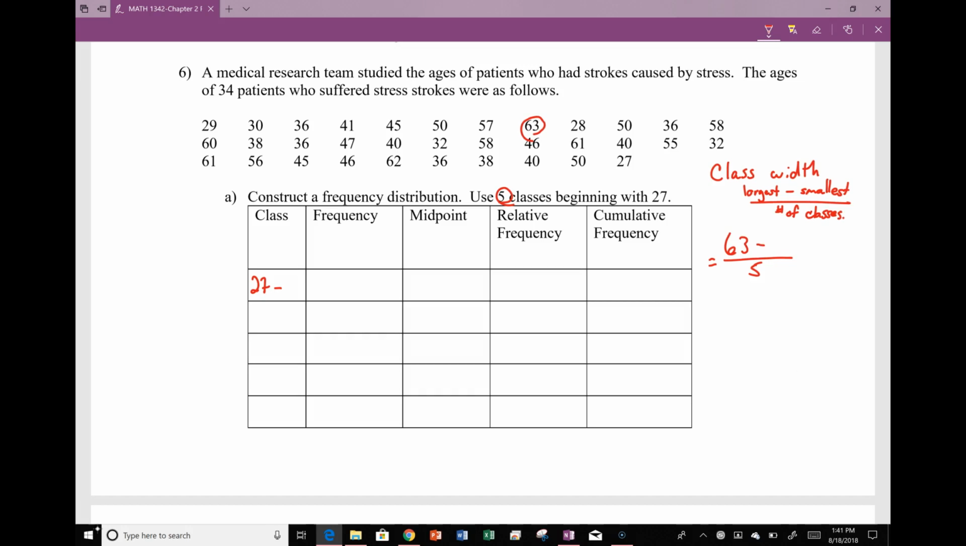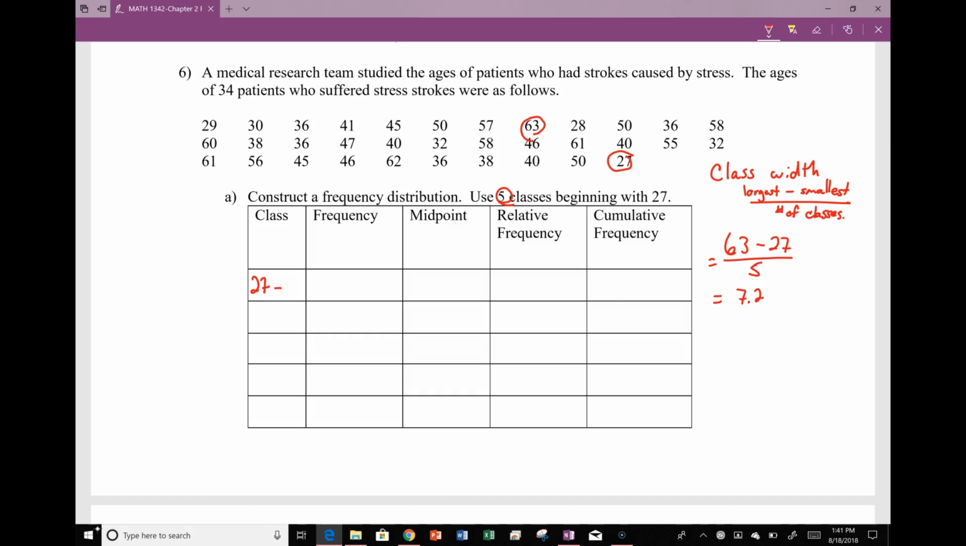Now my problem actually gives me a little bit of a hint on the smallest number, because if you notice, we begin with 27. Well, if I can find a 27 in my data, which is right here, that's going to be my smallest number. Otherwise, I would have to start at a smaller number. So 27. So I'm going to take 63 minus 27, and then divide that by 5, and I get 7.2.